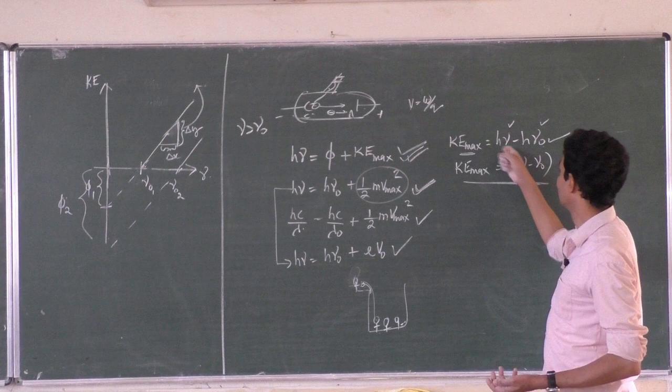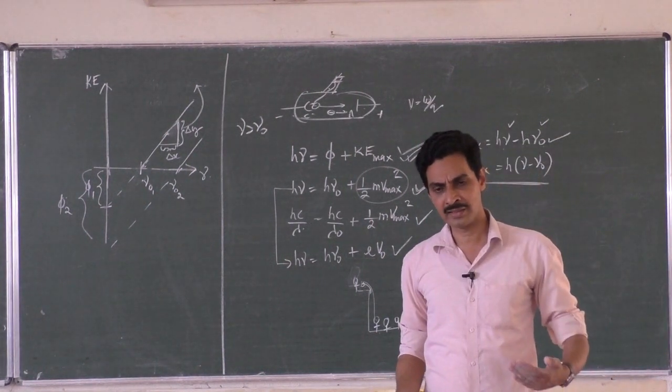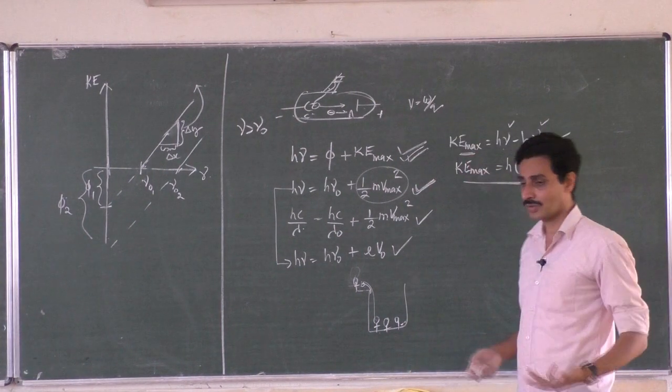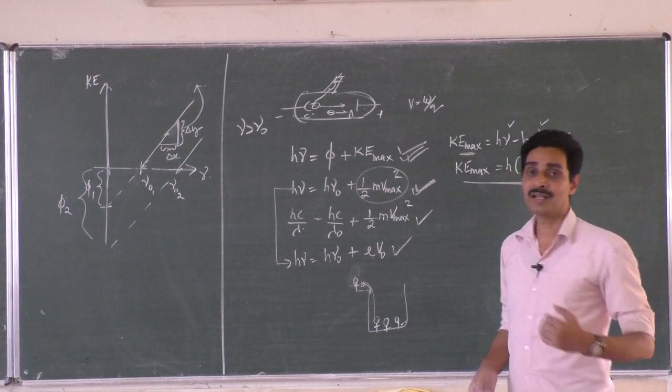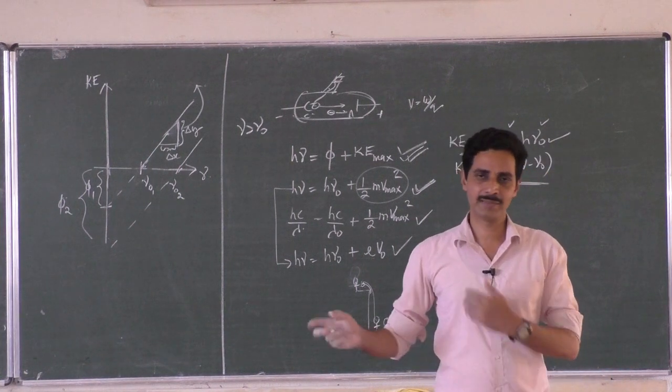This contains frequency, incident frequency. There is no current at all. There is no term representing the current in this equation. So, photoelectric current is independent of frequency. Okay? That explanation is given.